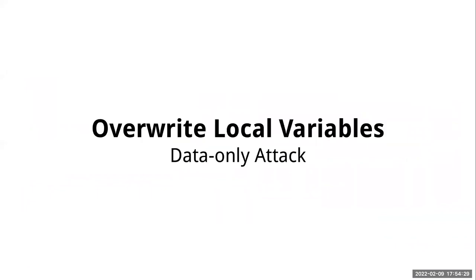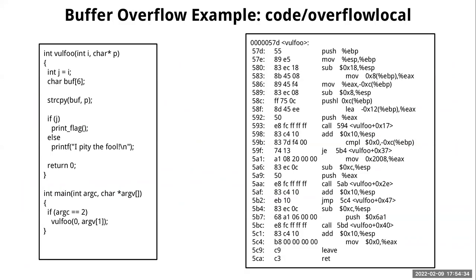Okay, let's do our very first hack here. We try to overwrite a local variable. This code is called overflow local. We have very simple code. We have a main function. The main function checks how many arguments you are giving. You have to give two arguments, otherwise it doesn't do anything. If you give two arguments, it will call this valfoo function. Valfoo takes two arguments. One is an integer, another is a pointer. The integer is just zero here.